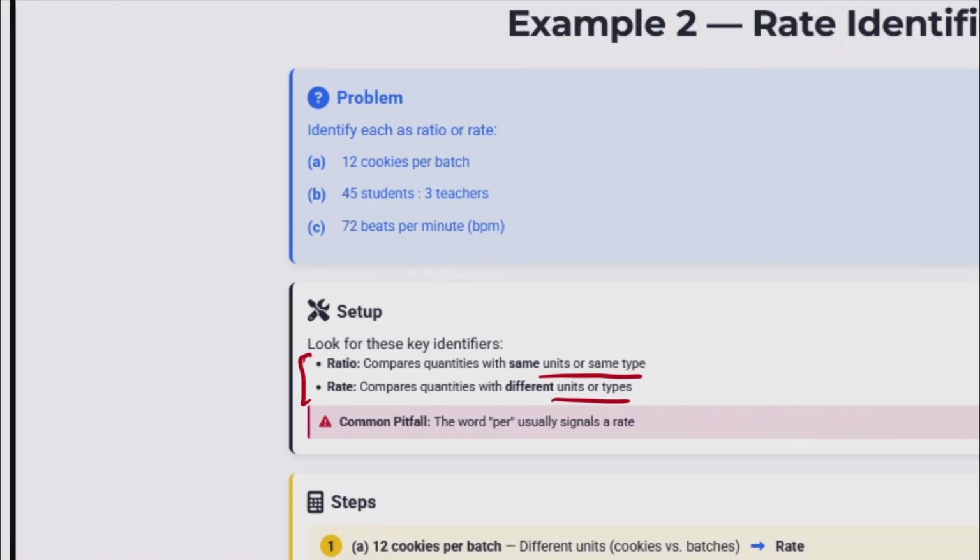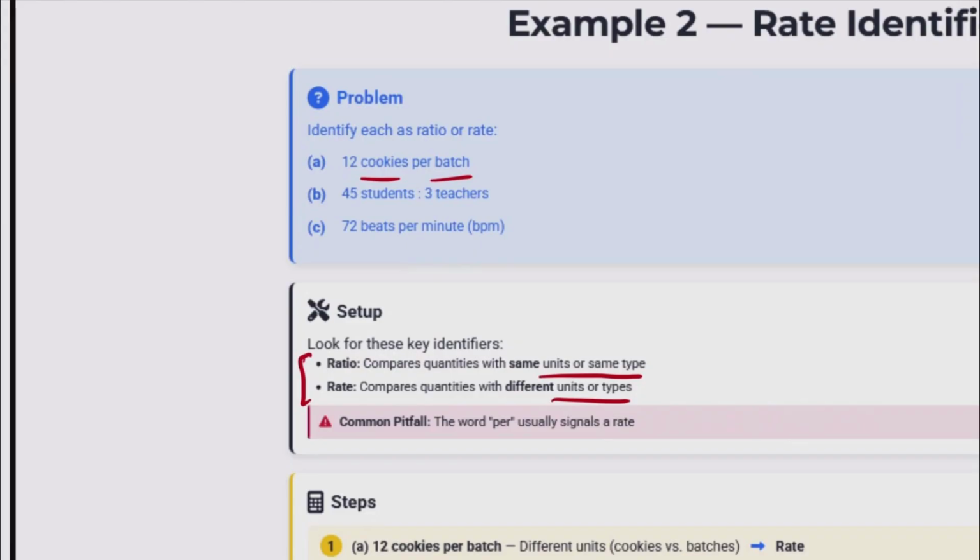So in this question, what do we have? The question says, identify each as ratio or rate. I have 12 cookies per batch, 45 students over 3 teachers, and at the end I have 72 beats per minute. Obviously when we are talking about rate and ratio, what we have to look at is the quantities and the units. So when we say 12 cookies per batch, we are talking about 2 different units, right? A batch is the number of batches that we have, and then we have the number of cookies. Since these two are completely different, we say that we have a rate.